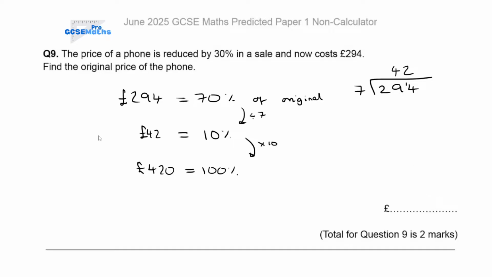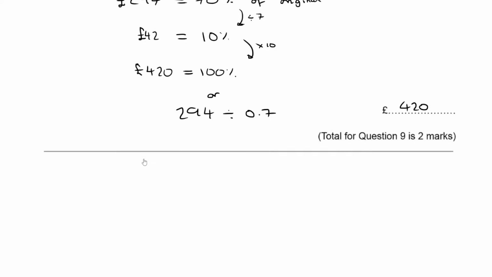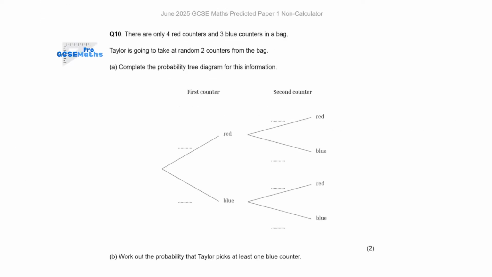Yeah, that's the thing. If I had a calculator, what I would have done is I would have done 294 divided by 0.7. The reason why I didn't do that with non-calculators is because I just didn't want to divide by decimal. If you're happy to divide by decimal, then you can also do it that way. But either way, you should get 420. Okay, I think that was it on that page.